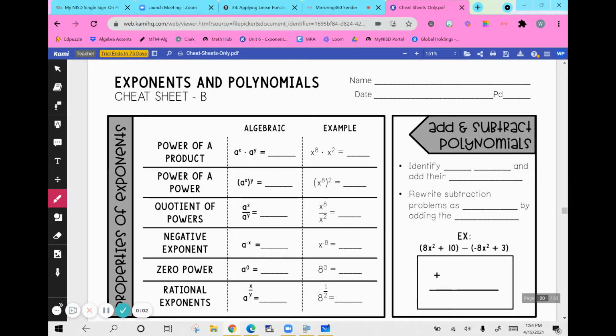Welcome back to our EOC review. Today we're going to be talking about exponents and polynomials. We're going to start by talking about the properties of exponents.